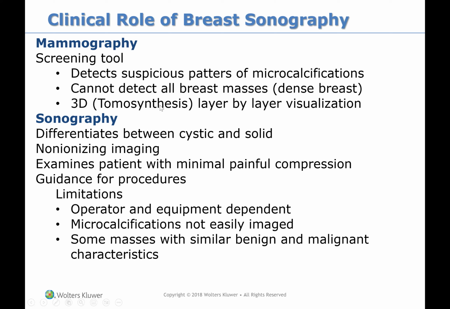Sonography, though, really differentiates cystic and solid. It doesn't have any kind of radiation. So if a patient is younger and has a breast mass, they usually like to start with sonography instead of just going straight to mammo because they don't really want to radiate the breast unless they have to.